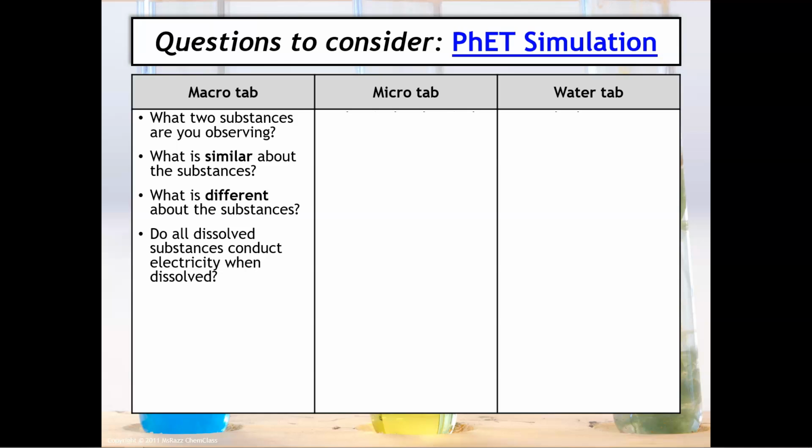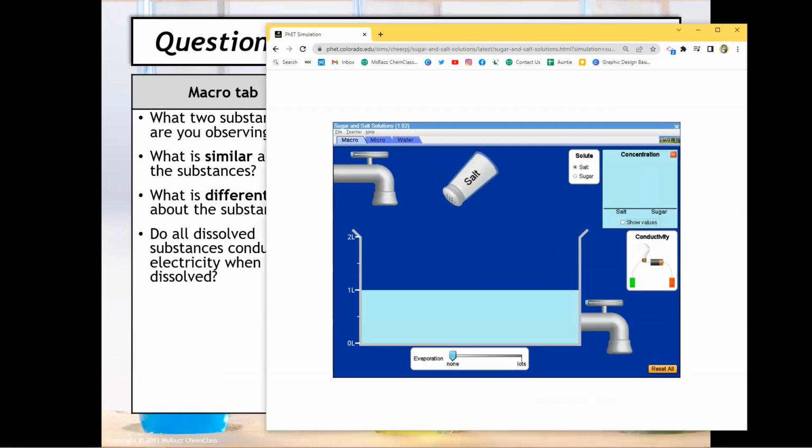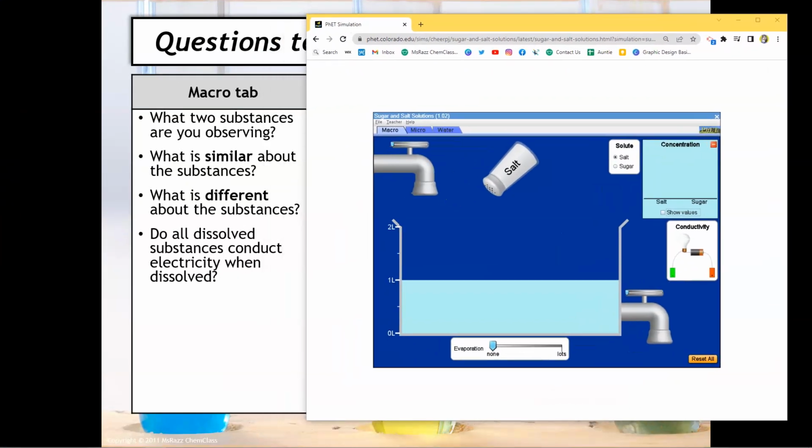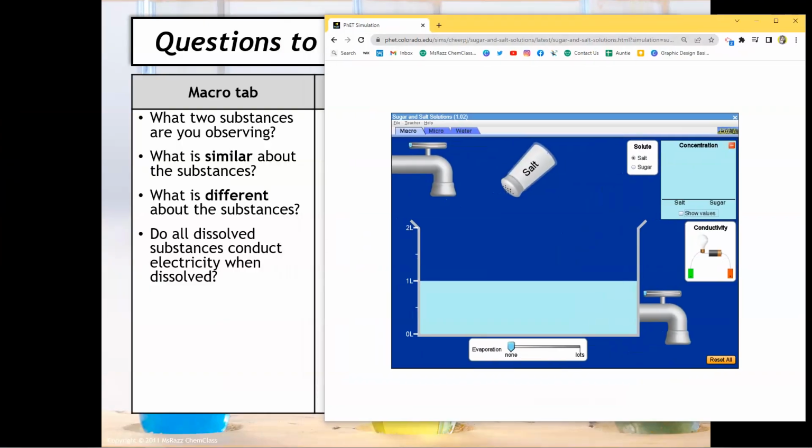Now, we'll start first with the macro tab. So if I head over to my PhET simulation, I'll look at that first. It looks like we're focusing on 2 substances. Let's answer the first 2 questions. So we've got salt and we've got sugar. With the salt, you can see it's in a little salt shaker. Here we've got the sugar.